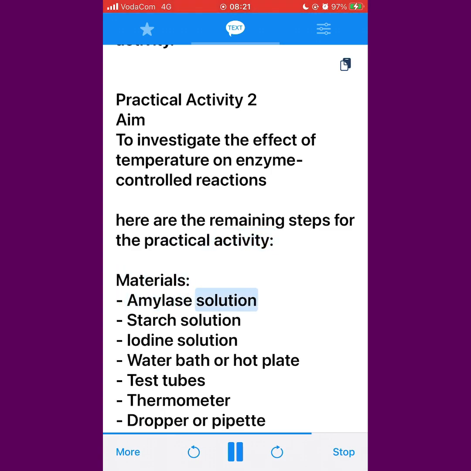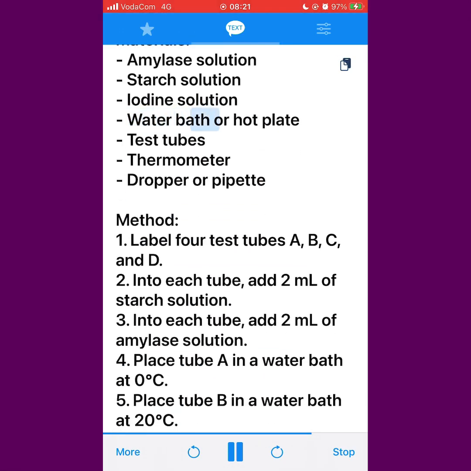Materials. Amylase solution. Starch solution. Iodine solution. Water bath or hot plate. Test tubes. Thermometer. Dropper or pipette. Method. 1. Label 4 test tubes A, B, C, and D. 2. Into each tube, add 2 milliliters of starch solution. 3. Into each tube, add 2 milliliters of amylase solution.